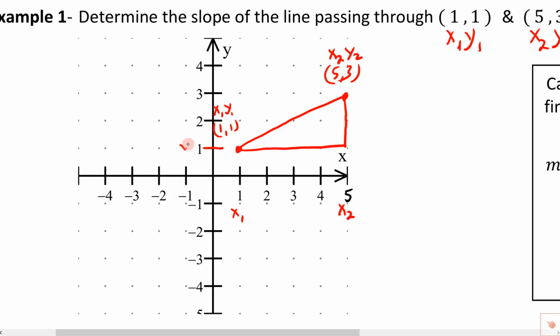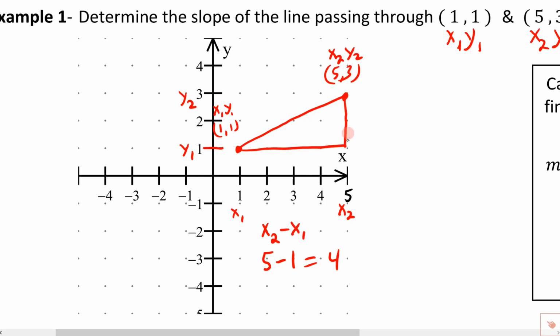So this is going to be y1. And this point over here, this is going to be y2. Okay, now we want to figure out how far it is from here to here. So just like we did up above, we're going to do x2 minus x1. So x2 is the 5 minus x1. There's the x coordinate for that one right there. It's a 1. So we end up with a 4.